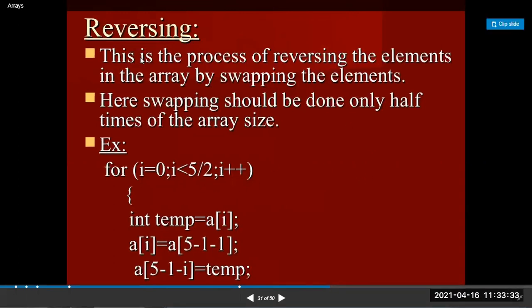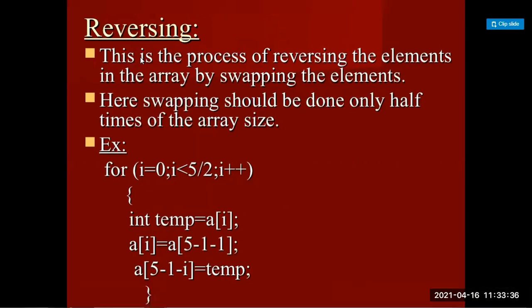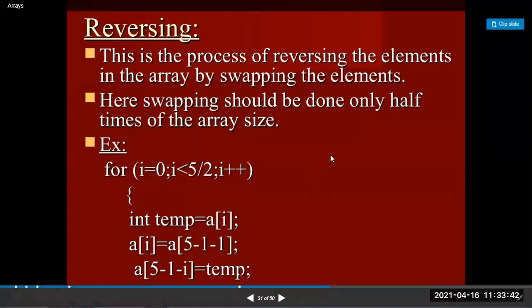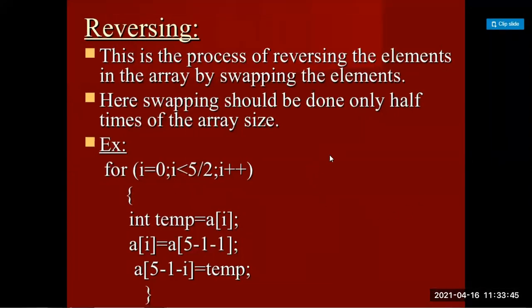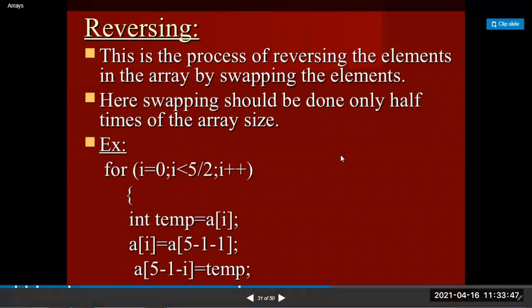So next, reversing the array. This is the process of reversing the elements in an array by swapping the elements. Here we have to swap the existing elements in reverse order. The logic for this: here I am taking the array size as 5. So i equal to 0, i less than 5 by 2, i plus plus. I am taking a temporary variable, temp equals a of 0, because the first element is stored in temp. Next, the last element is stored in a of i. Then the temp value will be stored in a of the last index. In this way, you have to reverse the array.